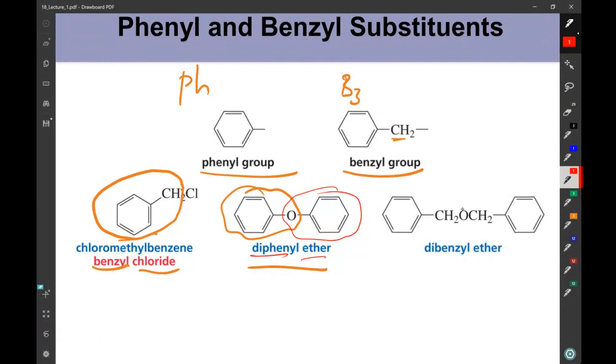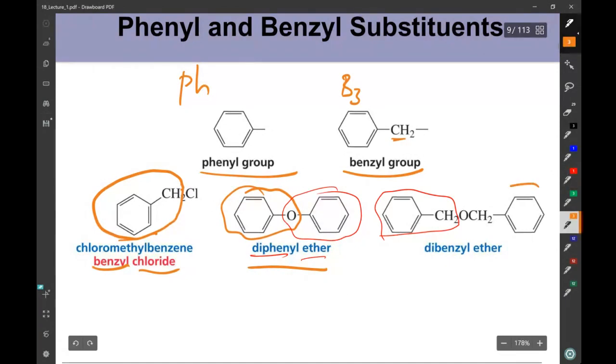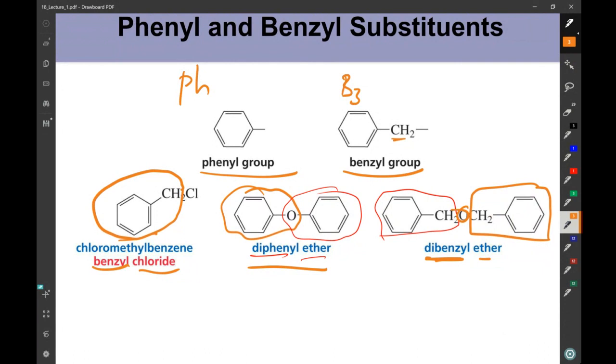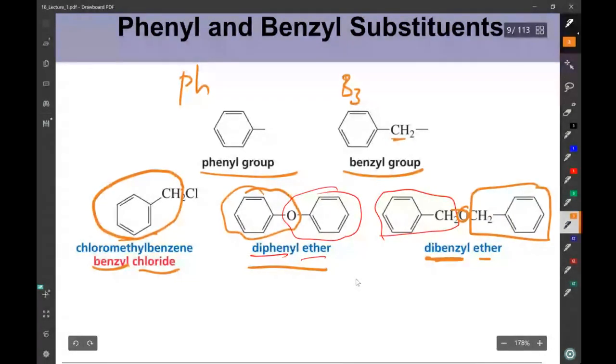Okay. With this molecule here, that's a benzyl group. Do you see the benzyl group there? And over here, you see another benzyl group. So that's why it's called dibenzyl. And it is an ether because it is bridged by the oxygen. That's why it will be called dibenzyl ether, bridged by that oxygen.